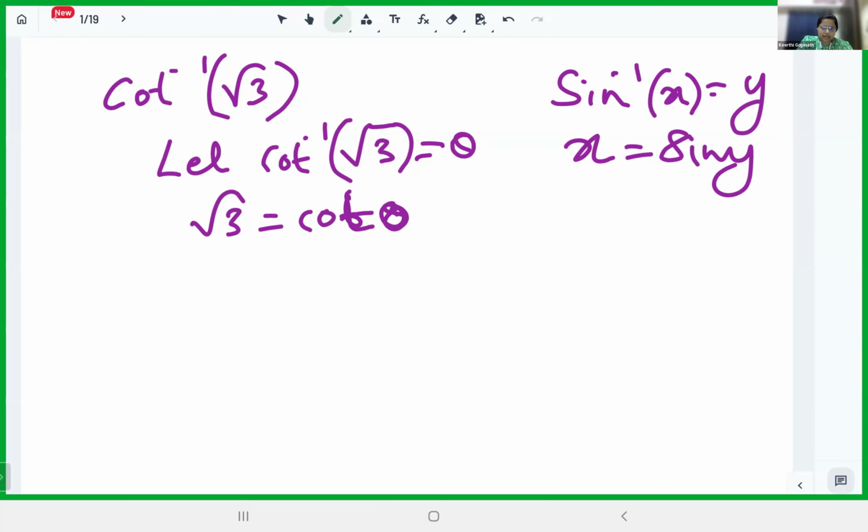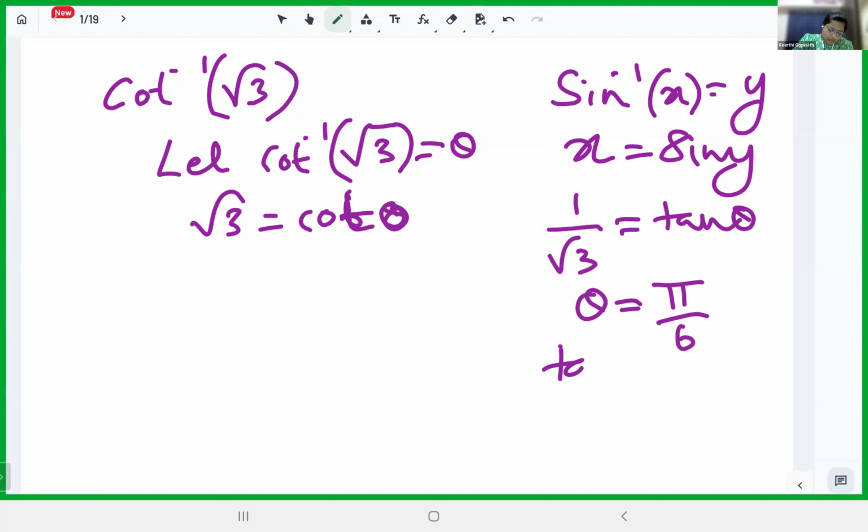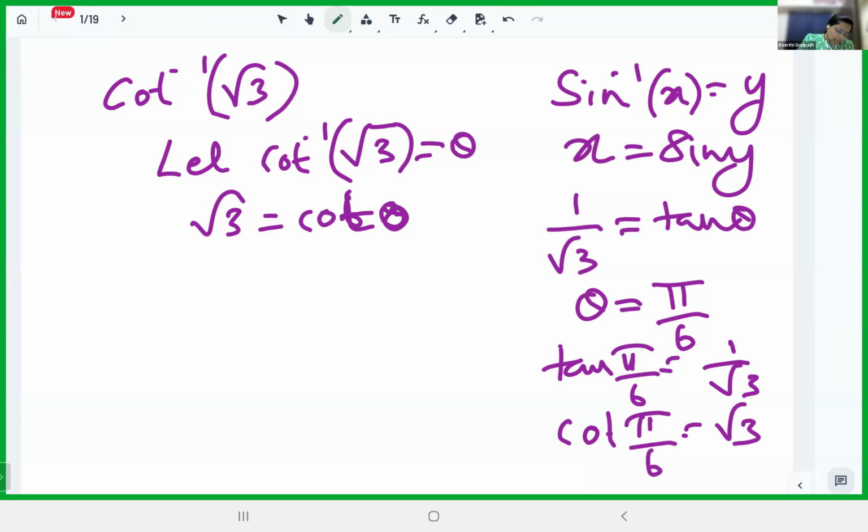And we know the standard values of tan, right? So we can compare it with tan. Here it is given cot theta is equal to root 3. So in terms of tan, we can write it as 1 by root 3 is equal to tan theta. Which value of tan will give you 1 by root 3? It is nothing but pi by 6, right? Tan pi by 6 is equal to 1 by root 3, which implies cot pi by 6 is equal to root 3. So instead of root 3, I am going to replace it with cot pi by 6. Cot pi by 6 is equal to cot theta.